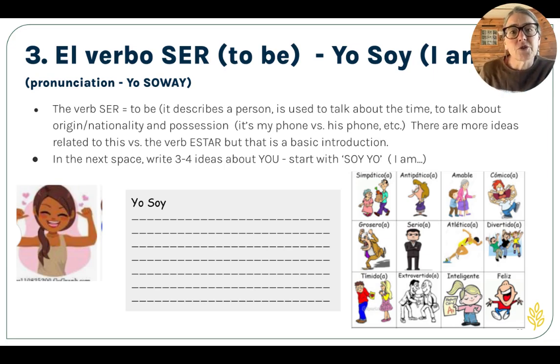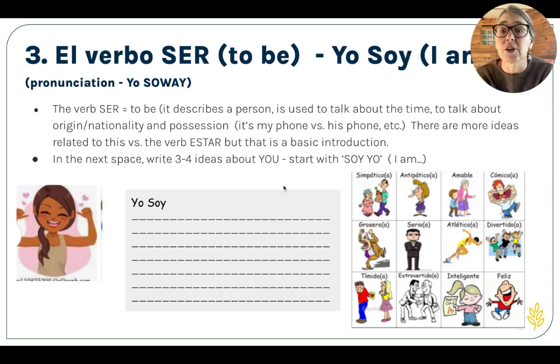So the verb ser describes a person. It's a characteristic, it's a personality. It's about possession. You use the verb ser for time and so on. There's lots more ideas related to this versus the verb estar. So in Spanish, this is a high frequency verb. So we talk about ourselves, we talk about where we're from, we talk about our characteristics.